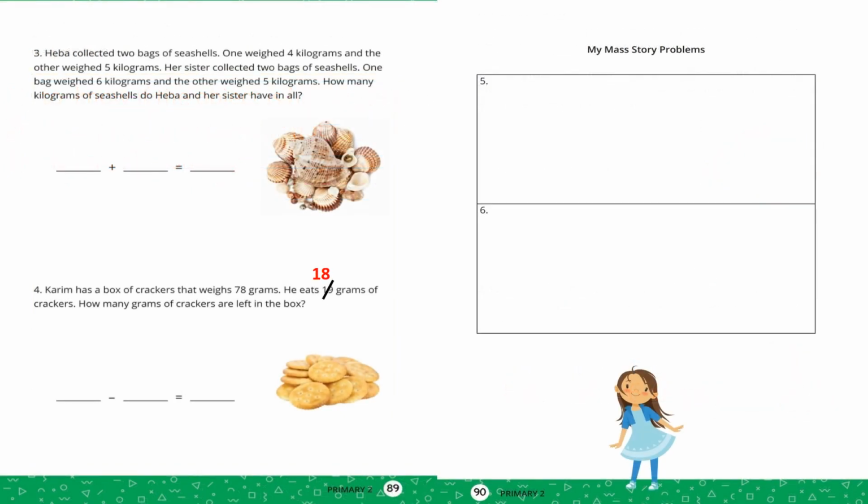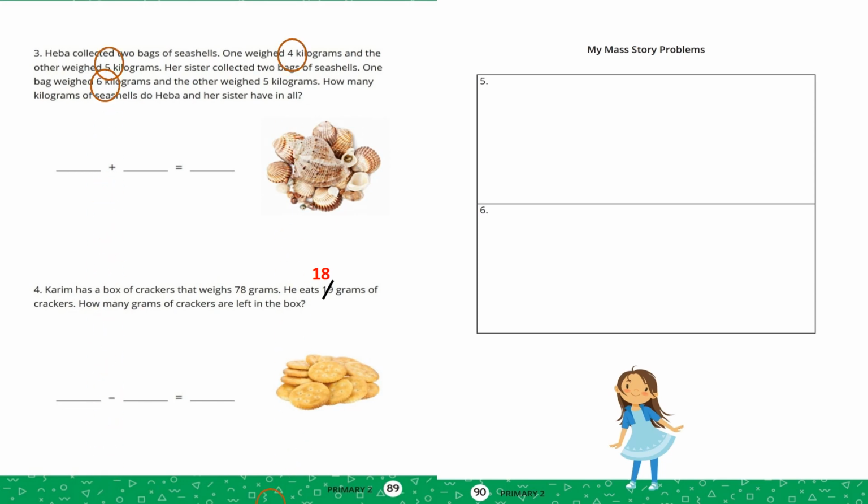The next page, number 3. Hiba collected 2 bags of seashells. One weighed 4 kilograms and the other weighed 5 kilograms. Her sister collected 2 bags of seashells. One bag weighed 6 kilograms and the other weighed 5 kilograms. How many kilograms of seashells do Hiba and her sister have in all?